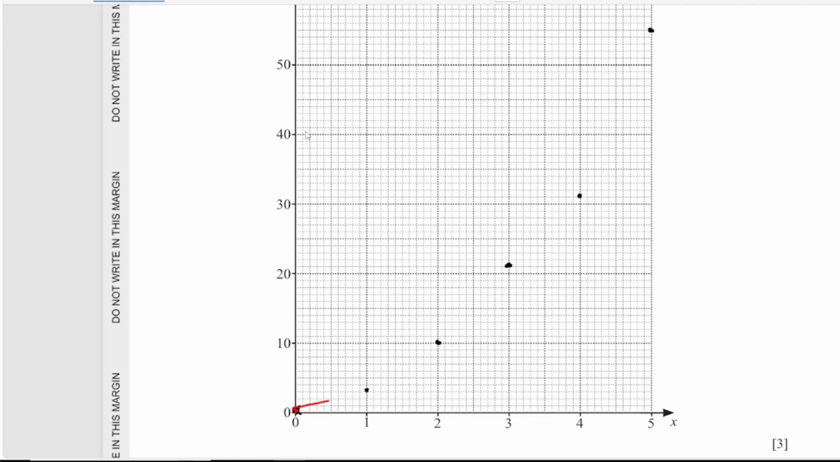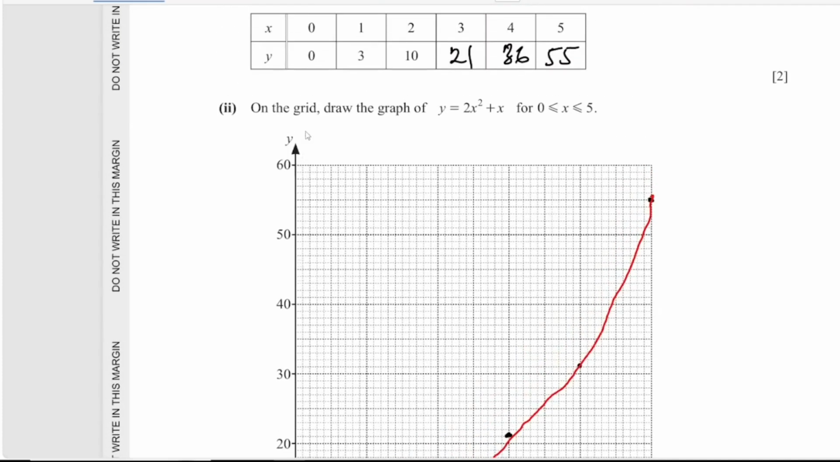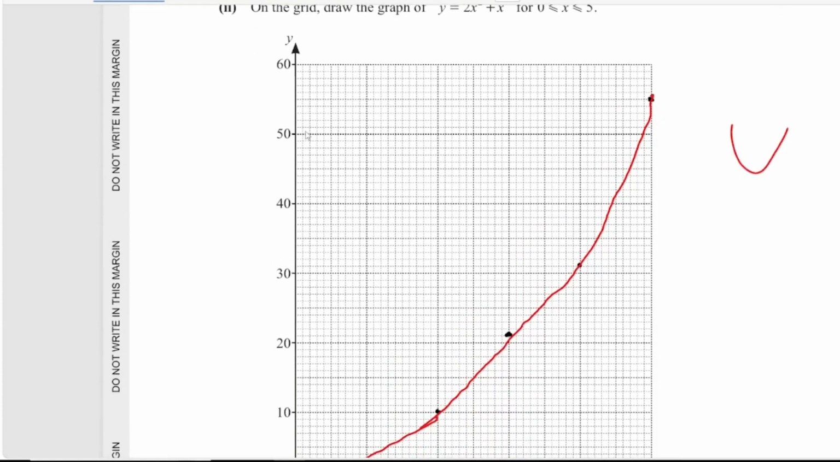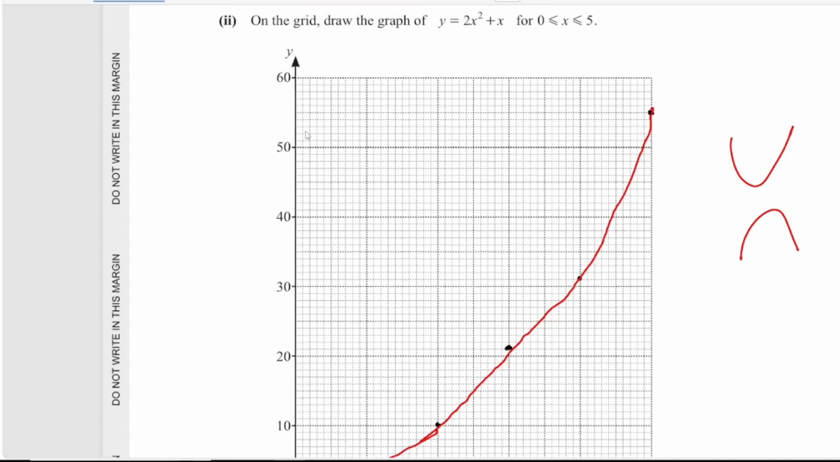So let's draw. You go here, goes through the point. You must pass through each point. So remember, from the beginning of the video I told you the curve of a quadratic equation is supposed to be either a U shape or an N shape like this. But when the domain is restricted, then you may have just half of it, and this is a clear example.